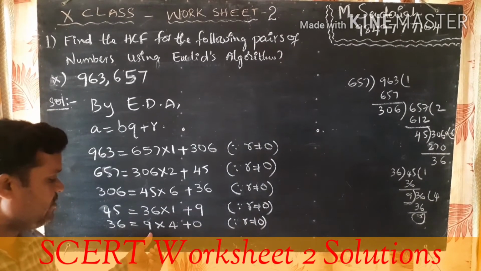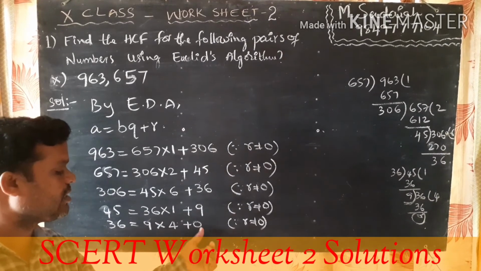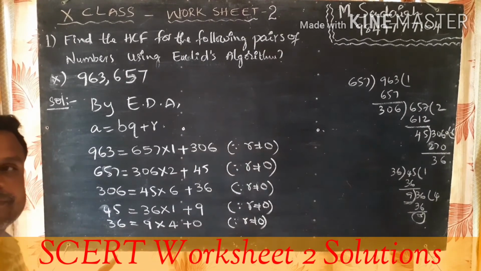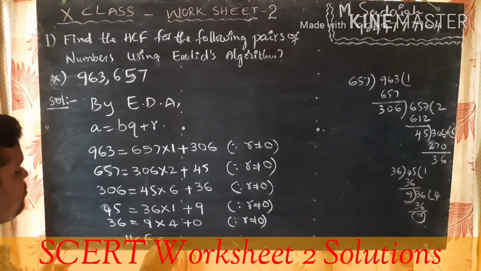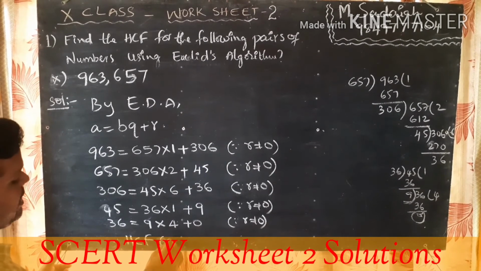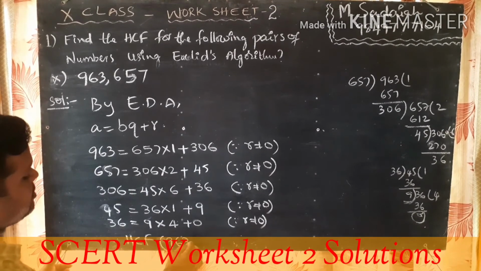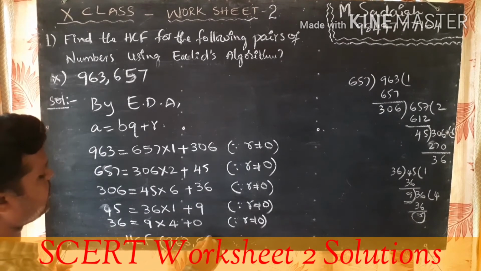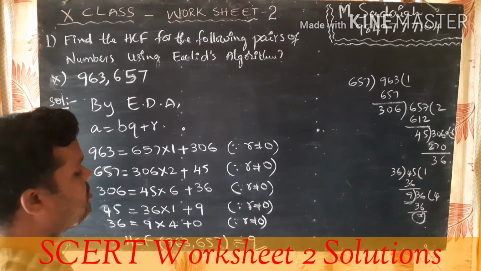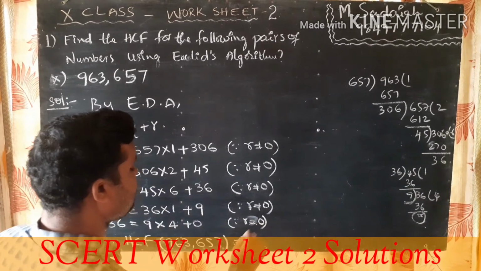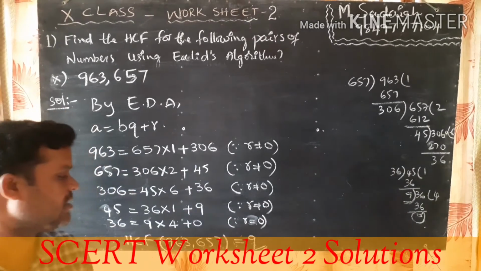The divisor for which we got the remainder 0 becomes the HCF. So therefore the HCF of 963, 657 is 9. Hence stop the process. Here the remainder got 0, we can take the answer 9.